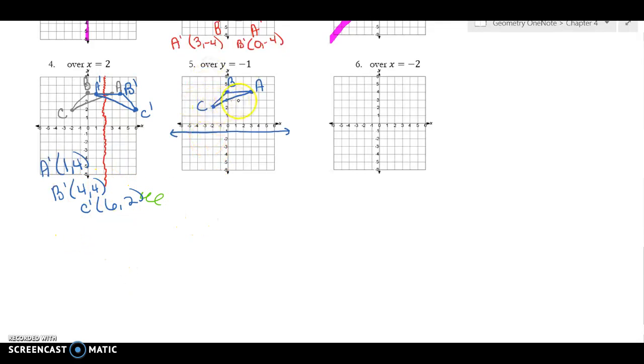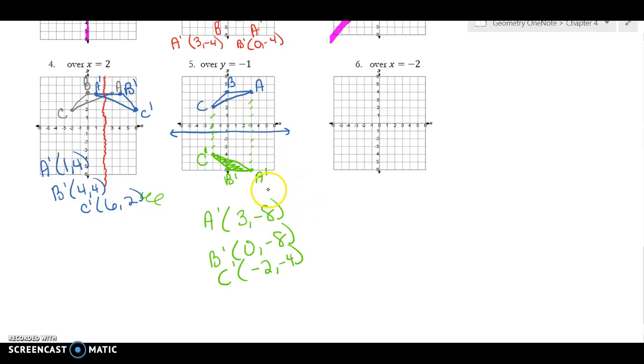So A is 1, 2, 3, 4, 5 away. There's A prime. So A prime is at 3, -8. B prime is the same one, but it's over on the y-axis. So B prime is at 0, -8. And then C prime is 1, 2, 3 away. So there's C prime, which is at -2, -4. And so if I connect, there's my reflection.